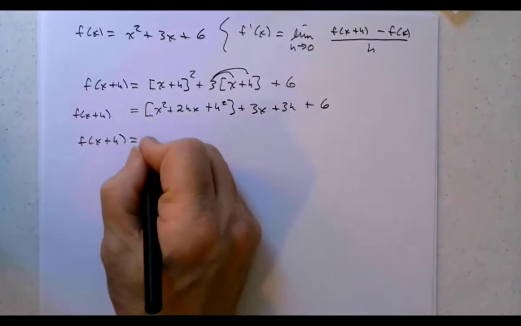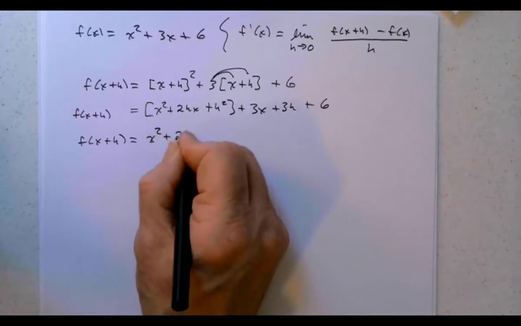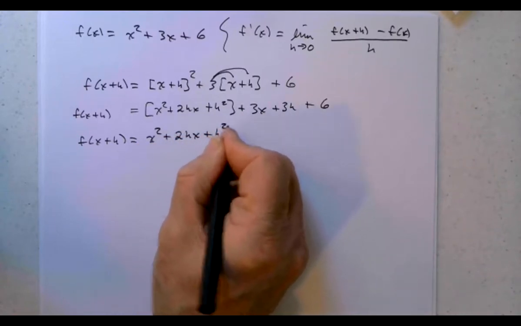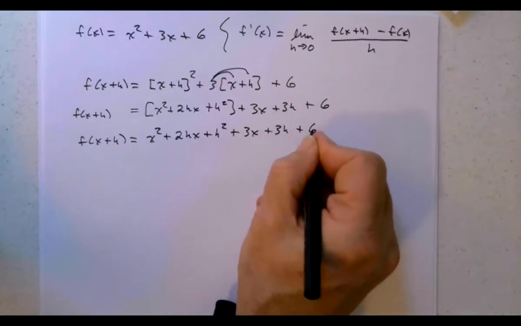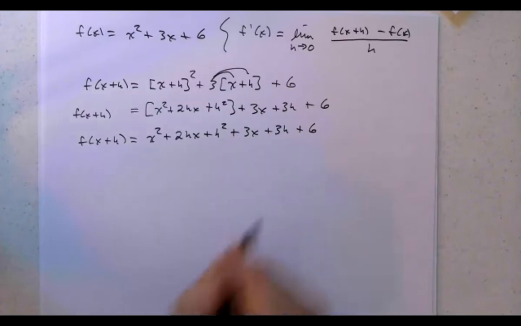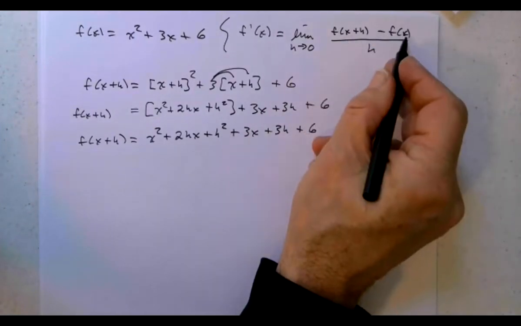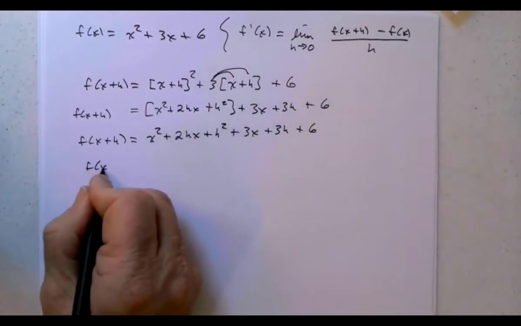F of x plus h equals x squared plus 2hx plus h squared plus 3x plus 3h plus 6. Underneath it, I'm going to write f of x. Remember, we need f of x plus h minus f of x. Watch how I'm going to do this.